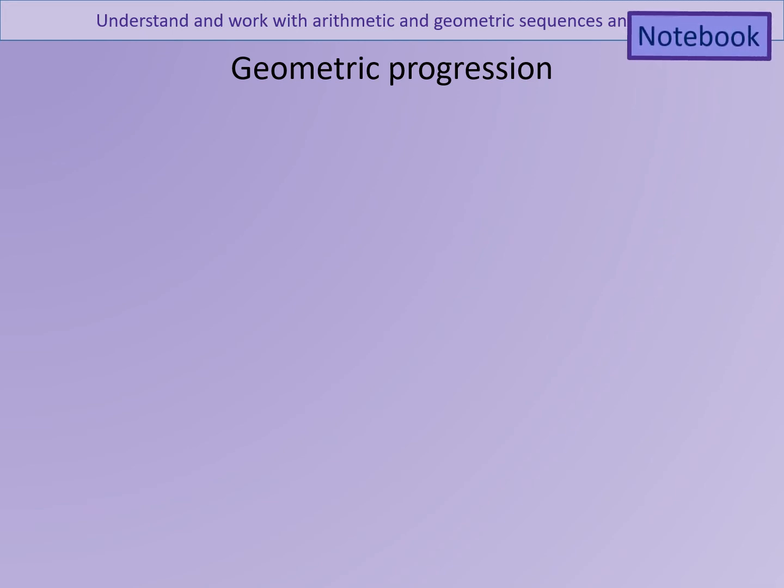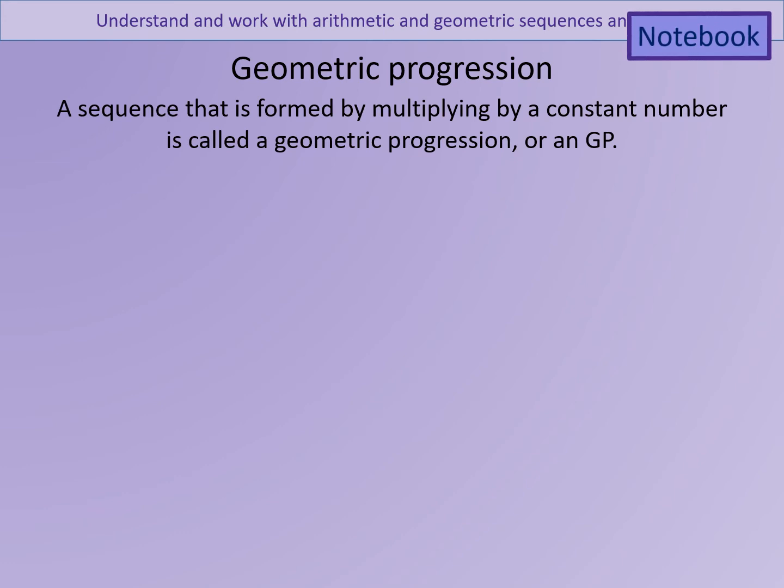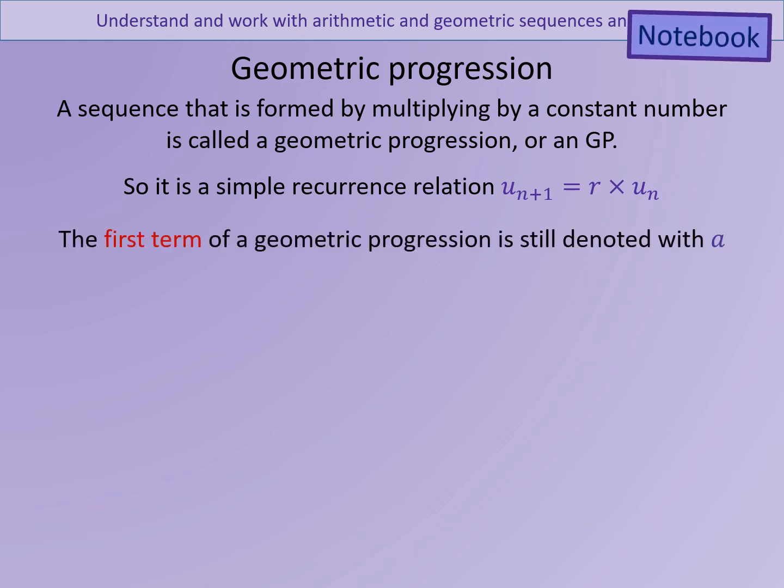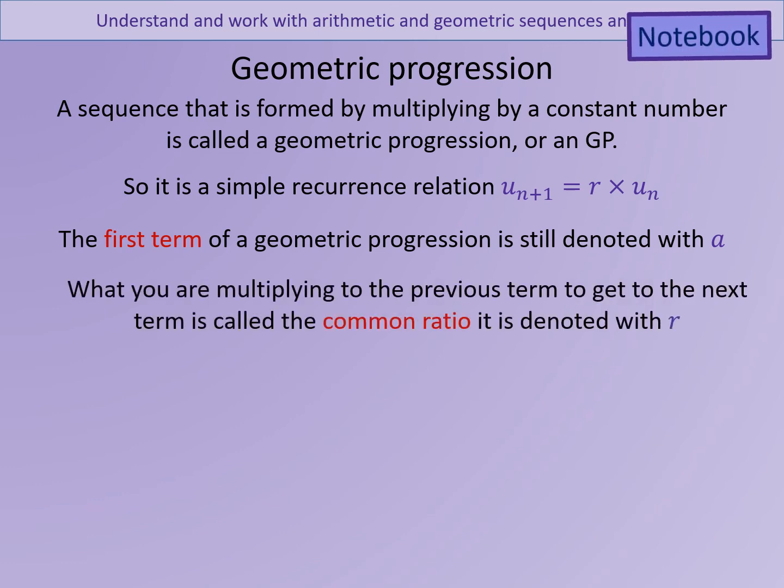We're now going to consider geometric progressions. A geometric progression is a sequence that is formed by taking the initial value and multiplying by the same number each time. So there is a common ratio between each of the terms. We sometimes call a geometric progression a GP. The recurrence relation for this would be un plus 1 equals r multiplied by un, where r is the common ratio that we multiply each term by to get the next term. We still use the letter a to denote the first term of the sequence, but we use r for the multiplier, for the common ratio.